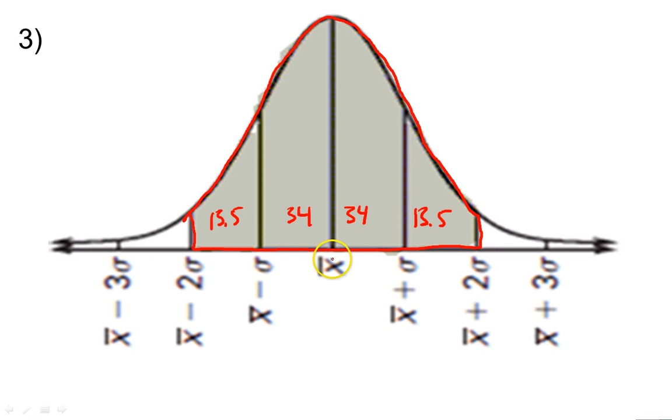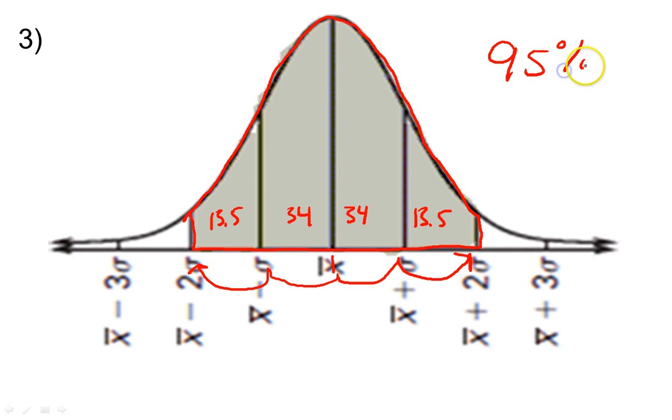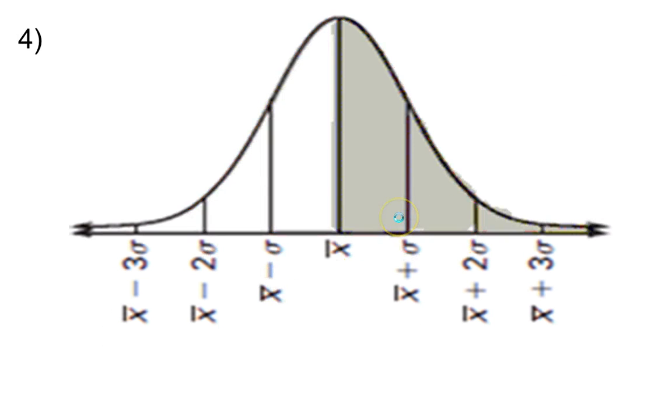In this case, here's my mean right here. So this is 1, 2 standard deviations, 1, 2 standard deviations. So 2 standard deviations from the mean is always going to be 95% of the data. And sure enough, if you add these numbers up, you're going to get 95%. So many ways to do it.